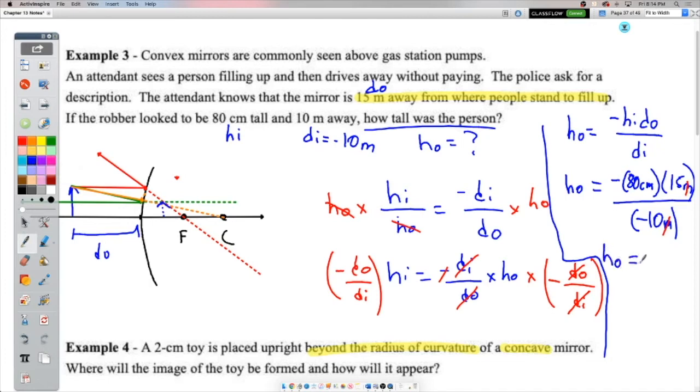So when I did it, the negatives cancel, which is good. You should never get a negative HO or DO because we define those as the positive direction, however the object is oriented. But I got 120 centimeters, okay, which honestly, I'm going to go ahead and convert that anyway, so that was kind of for nothing. 1.2 meters. Instead of using scientific notation, I'm just going to do that. So that is how tall the person really was.